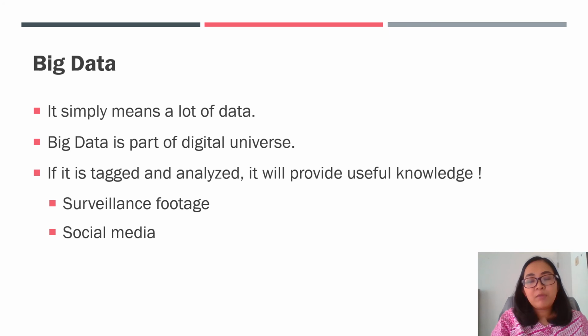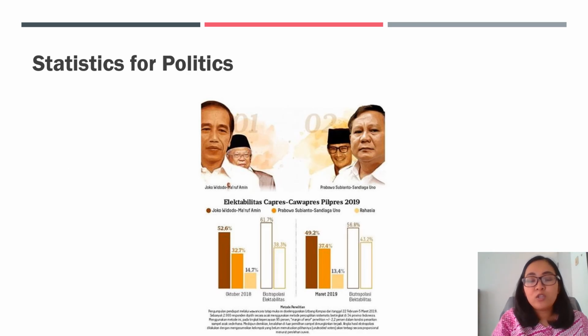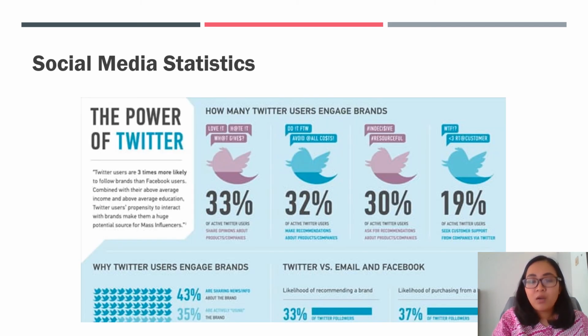So as I said before, big data basically means a lot of data, most of which these days is digital. If we have it tagged or annotated and analyzed, it will give us a lot of useful insight and knowledge. We could use this abundant amount of data to analyze political climate, or maybe to see social media trends and statistics in a certain area.